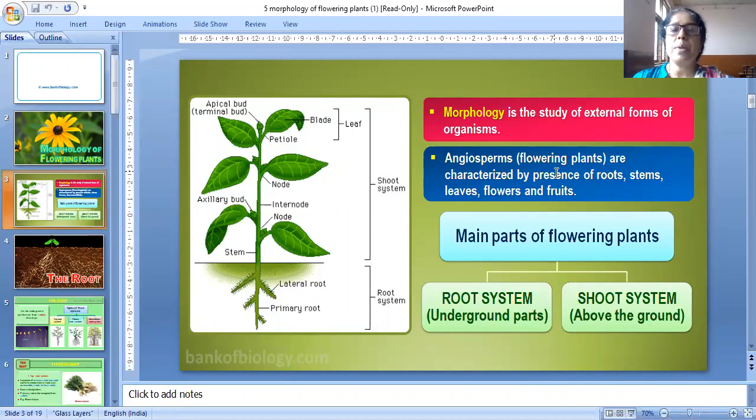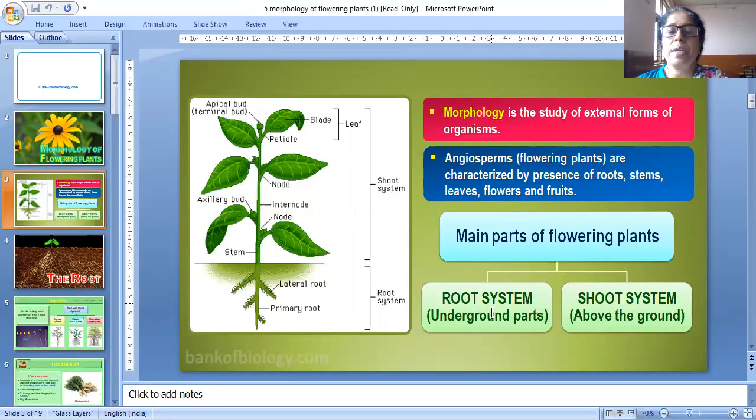Angiosperms, that is flowering plants, are characterized by the presence of roots, stems, leaves, flowers and fruits. This is an angiospermic plant shown there. See the structure of the angiospermic plant.